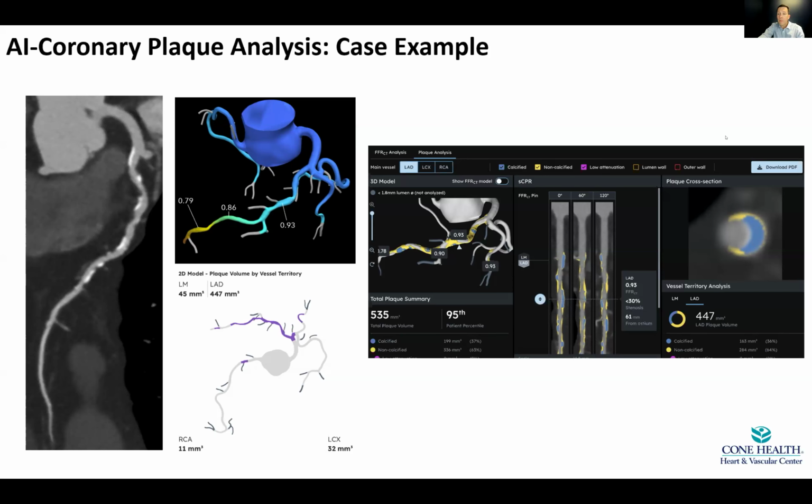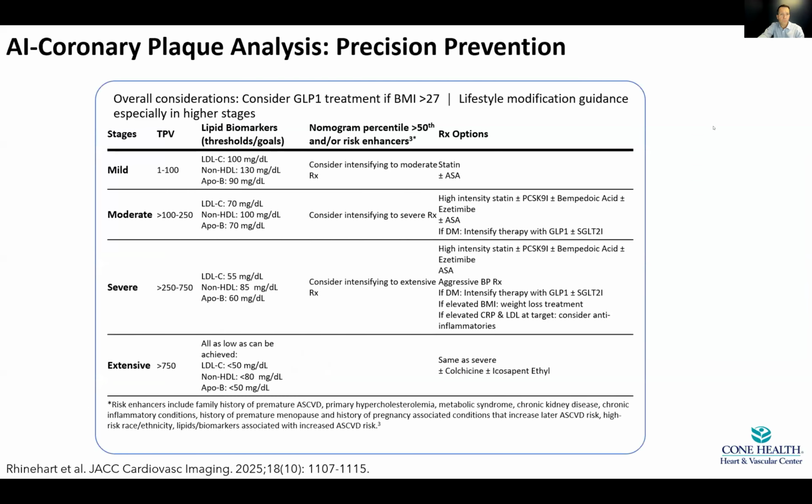I don't have a video here, but you are able to scroll through and see where the plaque is. And what it does is it gives you an objective number for your total plaque volume. This comprises calcified plaque, non-calcified plaque, and low attenuation plaque. And you're able to get percentiles. This really has a huge impact from a preventive standpoint.